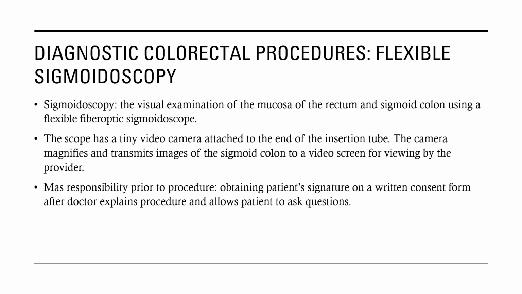A sigmoidoscopy is the visual examination of the mucosa of the rectum and sigmoid colon using a flexible fiber optic sigmoid scope. This scope is going to have a tiny video camera that's attached to the end of the insertion tube, and that camera magnifies and transmits the images of the colon to a video screen so the provider can see it. It is our responsibility as the MA prior to the procedure to obtain the patient's signature on a written consent form after the doctor explains the procedure and the patient is allowed to ask questions.